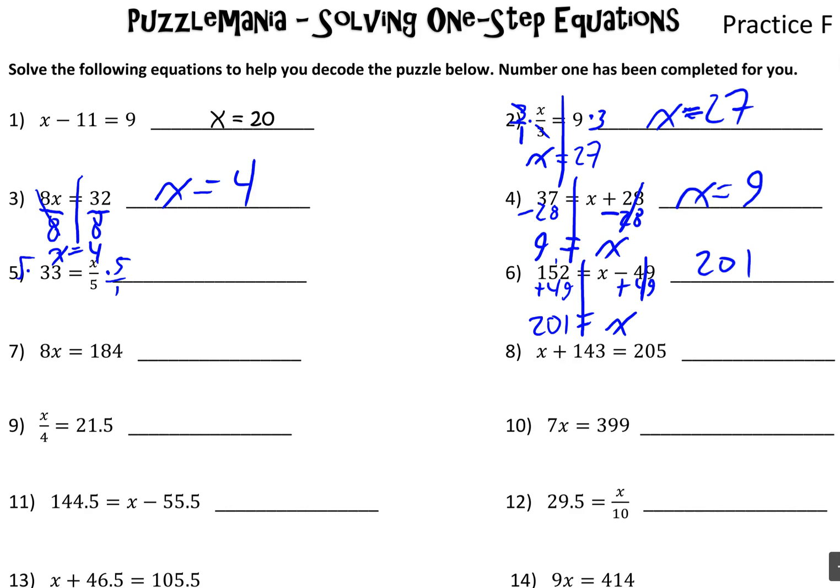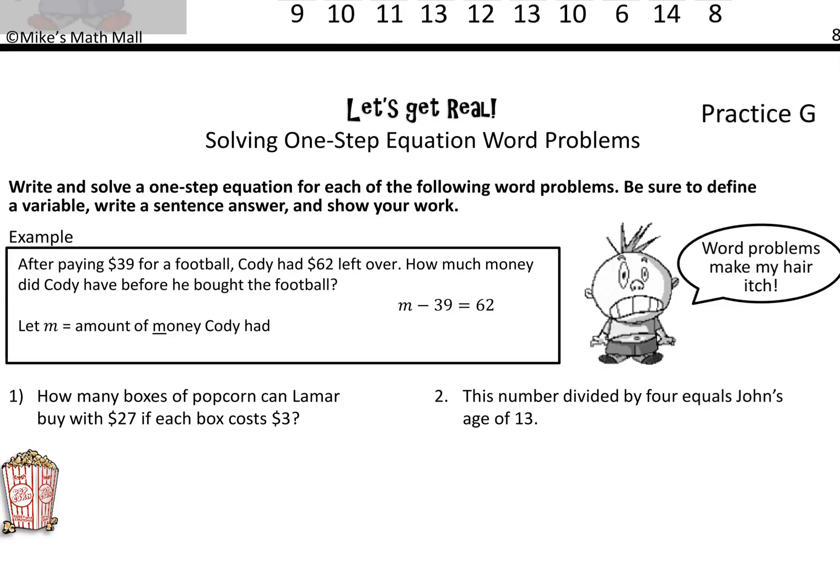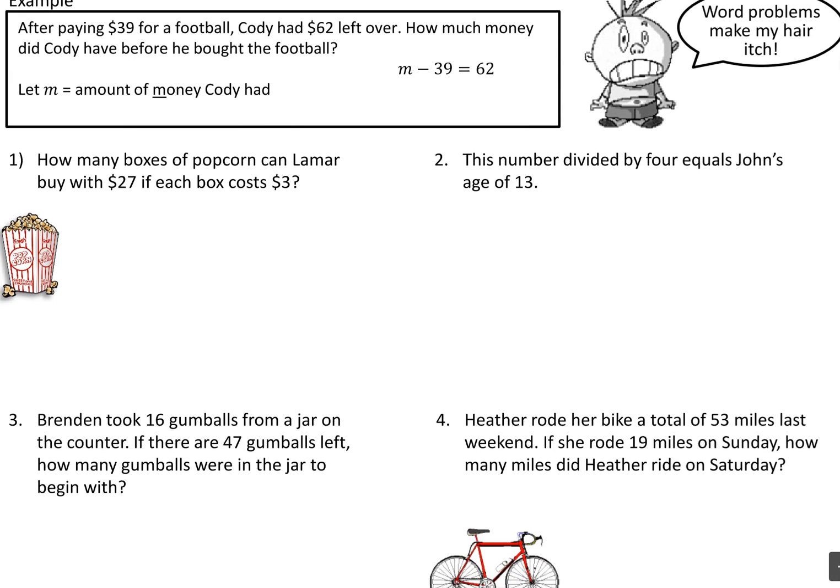Number 7 rather. So that's 8 times x, so I need to divide by 8 on both sides to get my answer. And then here, so I have plus 143, that'll be minus 143 from both sides. So on and so forth. So you're going to do that, solve the problems, and then once you've done that, you can solve the puzzle below.